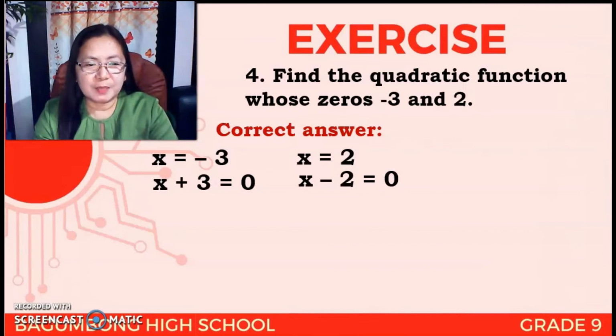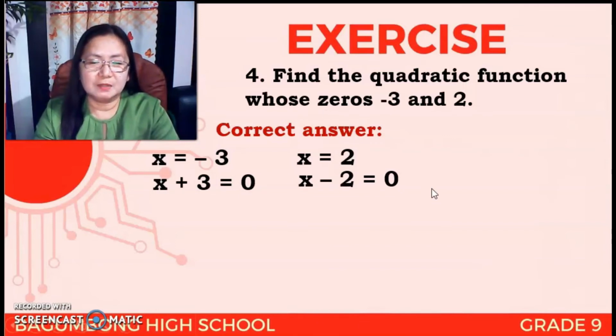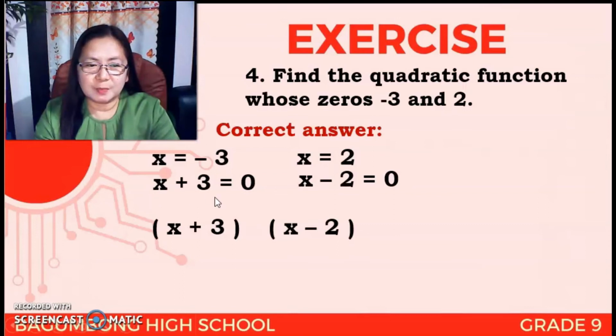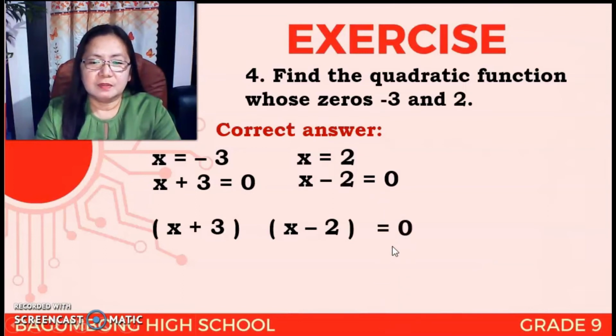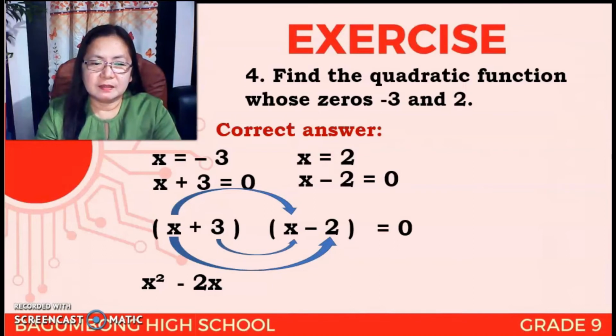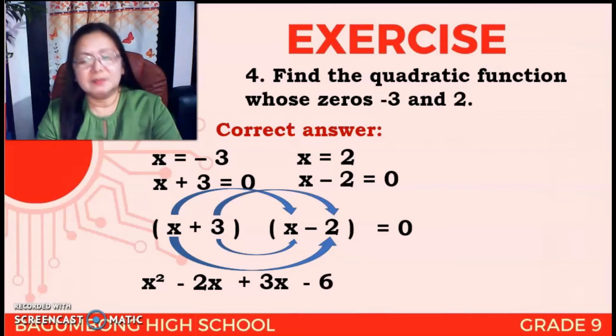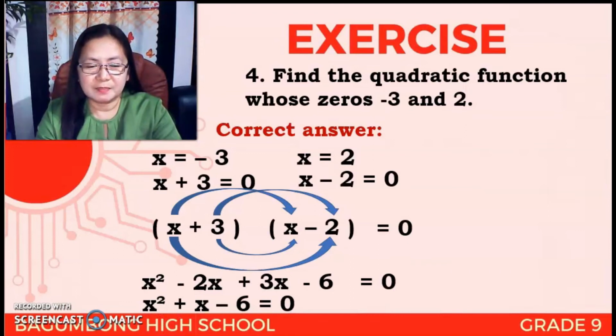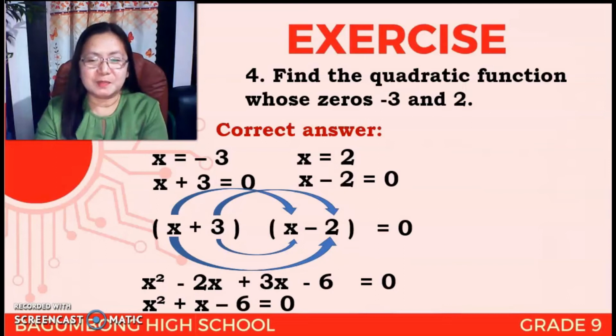So x plus 3 is equal to 0. Equate to 0. And x minus 2 is equal to 0. Write as factors, x plus 3 times x minus 2 is equal to 0. Use the FOIL method. X times x, x squared. X times negative 2 is negative 2x. 3 times x is positive 3x. And 3 times negative 2 is negative 6 is equal to 0. Simplify. X squared plus x minus 6 is equal to 0.